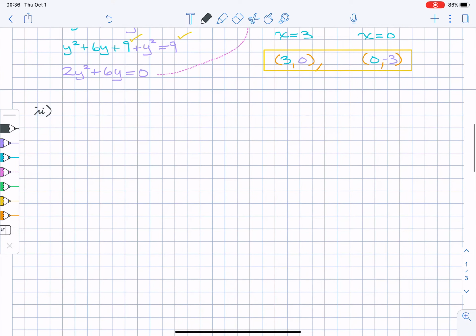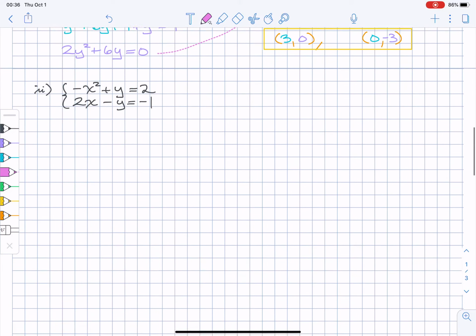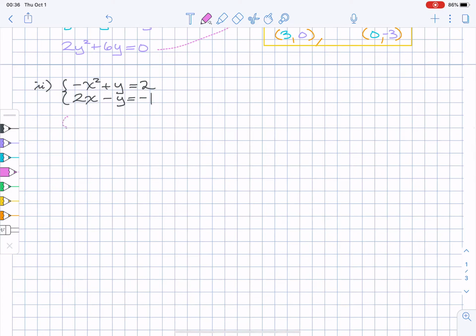So let's see, what do we have? We have minus x squared plus y is equal to 2. That's a parabola. Doesn't matter, we're not plotting it. Then 2x minus y is equal to negative 1. For me, I would really love to try this by elimination, but I said to do it by substitution, so let's continue that way.